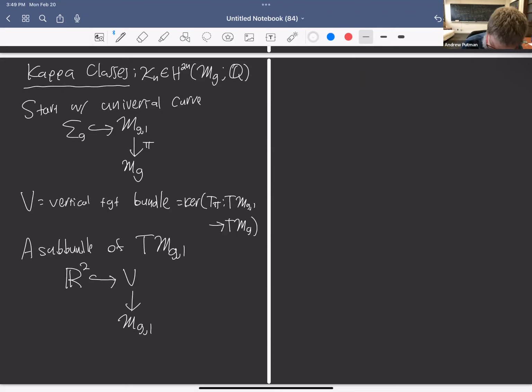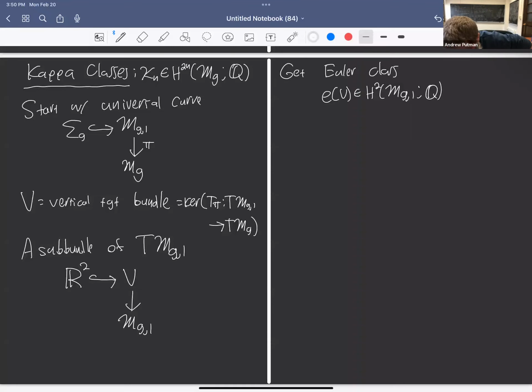So we get an Euler class, E of V, and that lies inside H upper 2, the second cohomology of MG1, right? Again, I want to use rational coefficients here. And so I could take powers of this Euler class, and those will give me even dimensional cohomology classes, but in the wrong space, right? These are even degree cohomology classes over in MG1, and I really want cohomology classes on MG. That's my real goal.